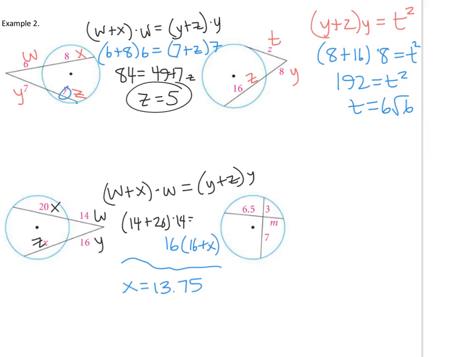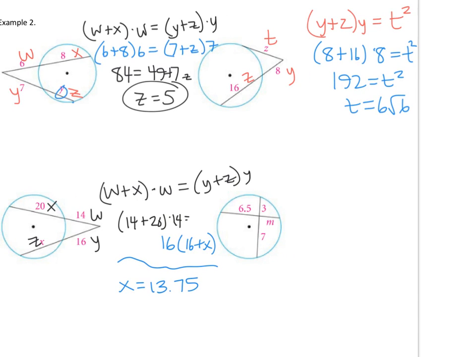And then the last one is on the same chord. I'm going to multiply 6.5 times m and set it equal to, these two are on the same chord, 3 times 7. So it's 6.5 m equals 21, m equals 3.2.